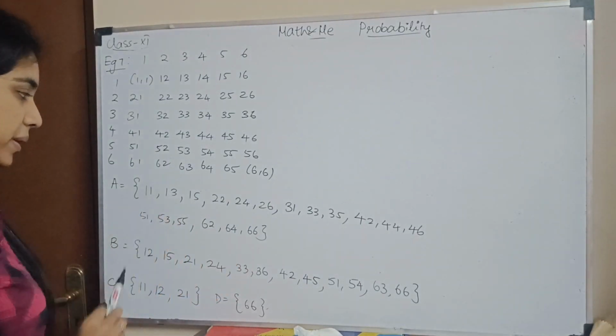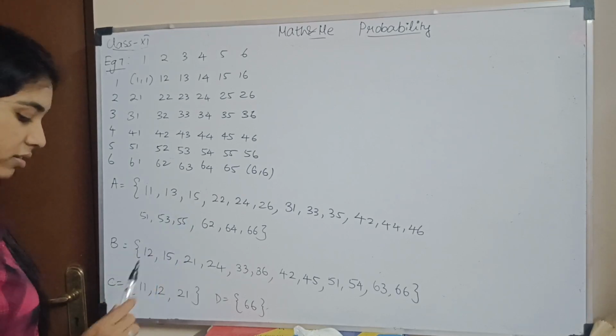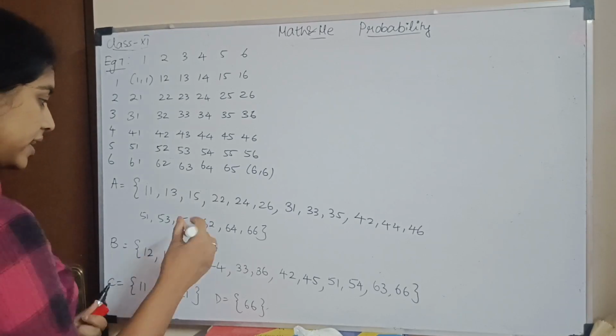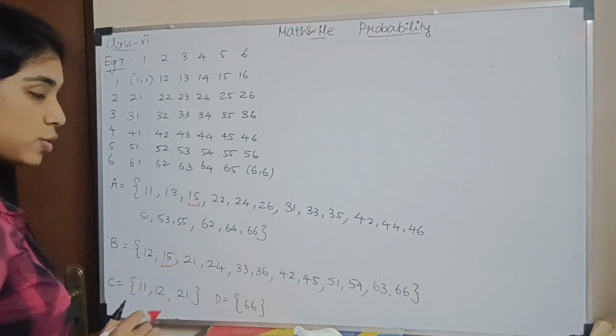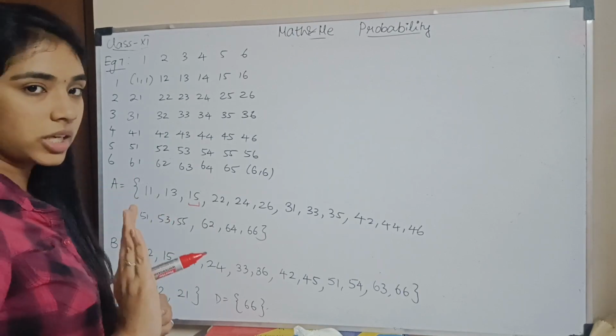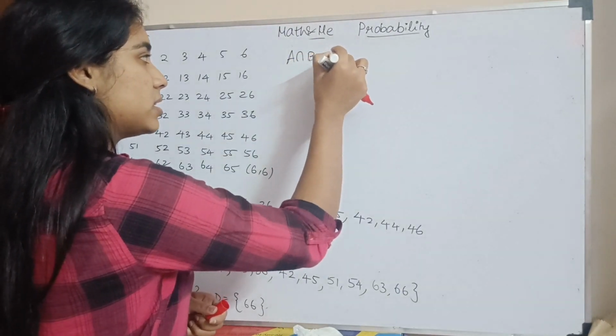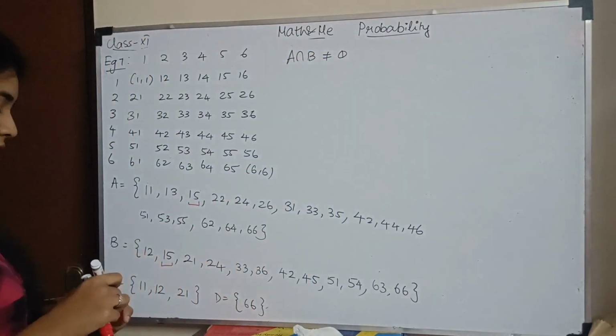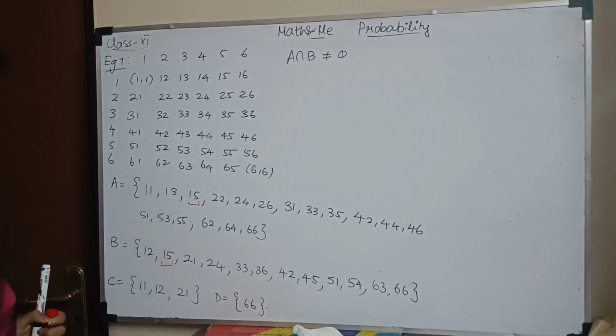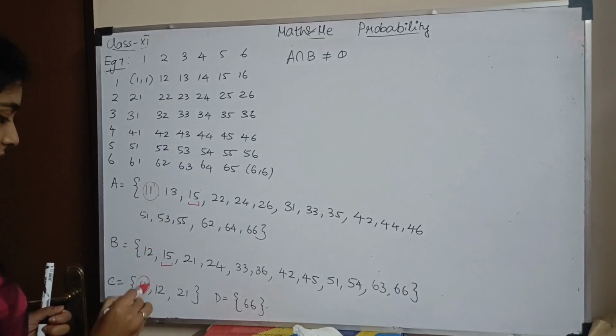Let's check for A and B. A and B la I have 15. That is common. So இந்த இடத்துலயும் 15 இருக்கு, இந்த இடத்துலயும் 15 இருக்கு. So which means A intersection B is not a null set. Correct? So let me write. A intersection B is not a null set. So this is first point. அடுத்து A and C la பாப்போம். So I have 1 1 here, I have 1 1 here.